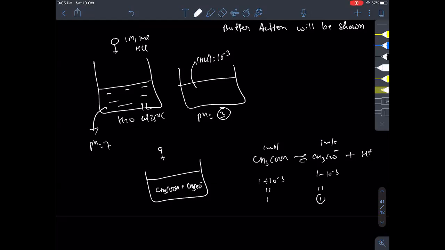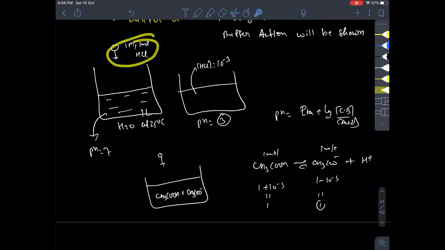So the ratio of C1 by C2, the ratio of these two, will be approximately the same before and after adding. If the ratio is the same, then the pH will be the same, because pH is simply pK plus log of conjugate base by acid. If this value is the same, there is no change in pH. Approximately it is the same when we accidentally add a few ml of HCl.